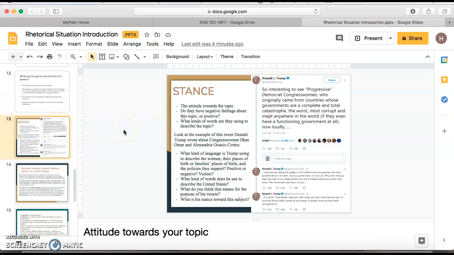Okay, so then we've got stance. Your stance is your attitude towards the topic, or the speaker's attitude towards the topic. You want to think about whether they have negative or positive feelings about this topic. And in order to find out, you'll want to look at what kinds of words they're using to describe it. Your stance might also be something like informal versus formal.